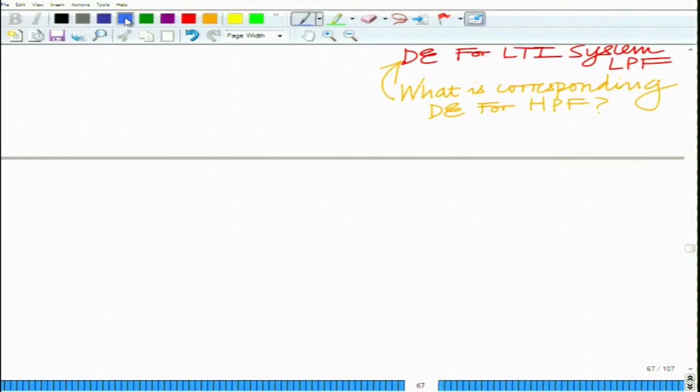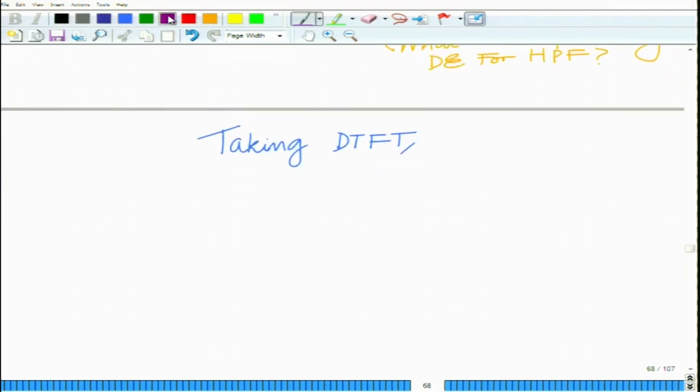Now, taking the Z transform, or rather the DTFT, which is very convenient, as you have seen in all the applications and example problems we have talked about so far, the DTFT is a very powerful tool for discrete time signal processing. You can also call it digital signal processing.